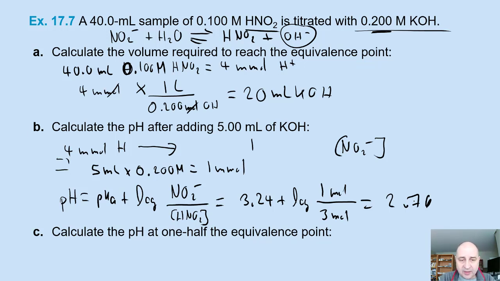At the halfway point, that means we have equal amounts of conjugate acid and base. The pH is simply equal to the pKa. Been through this, done this, no problem, which is 3.24.